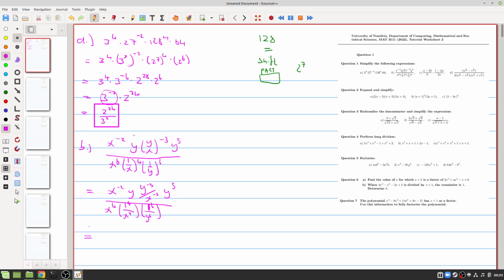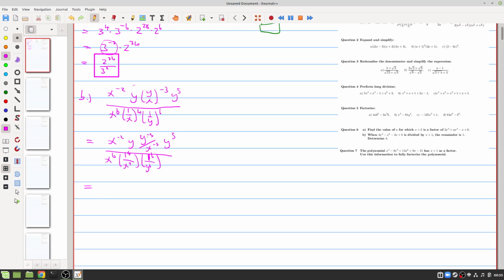Okay, so now let's sort out these fractions first. We keep our x to the power negative 2, and then we've got y to the power 1, that's just this y. Then we've got y to the power negative 3, and then this x is at the bottom. So if we take this x to the power negative 3 to the top part here, then it becomes x to the power positive 3, and then y to the power 5. So that we don't have a fraction over a fraction, let's sort out the mini fraction on top first.